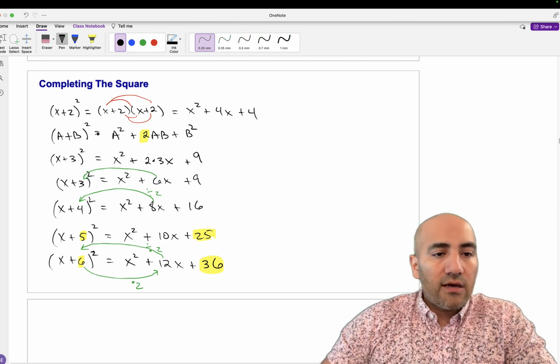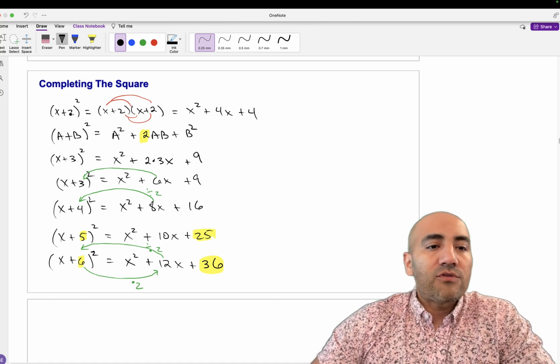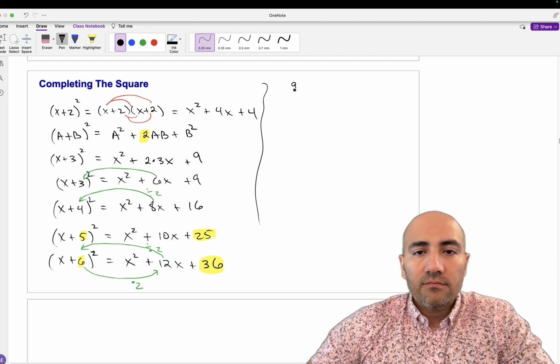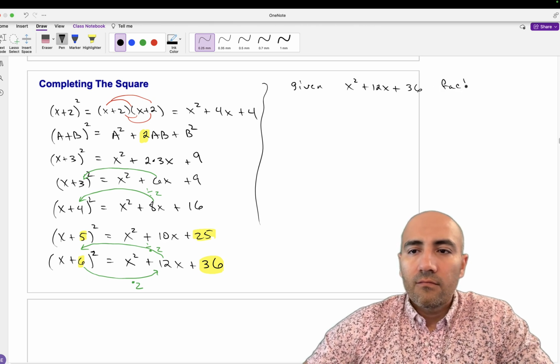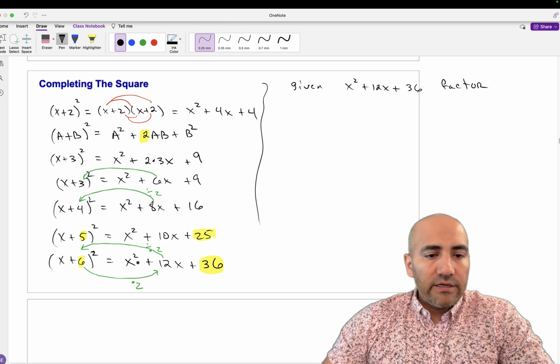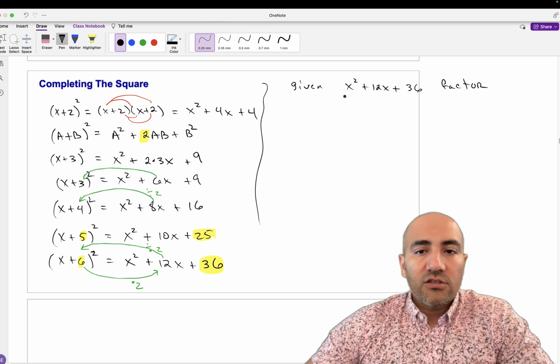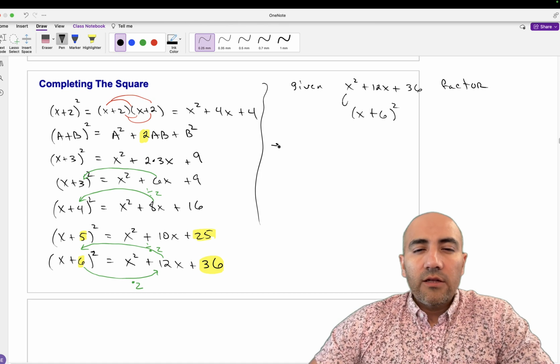Okay, so now that we refreshed your memory on this, also remember that this is useful for factoring. So here I was just multiplying everything out. But if we start by being given x squared plus 12x plus 36, and they ask us to factor, well, all we have to do is realize this pattern down here, right? I can see that it fits this form, so I can just factor it. And this is just going to be x plus 6 squared. Easy.